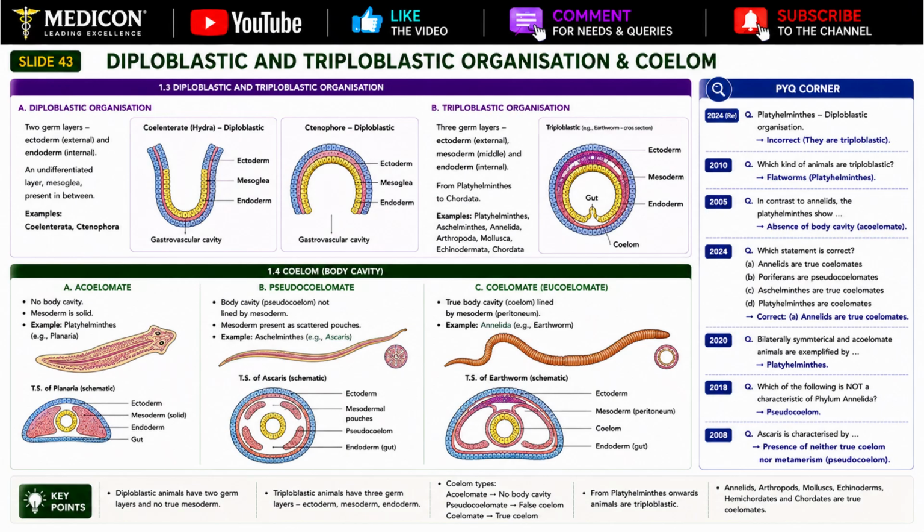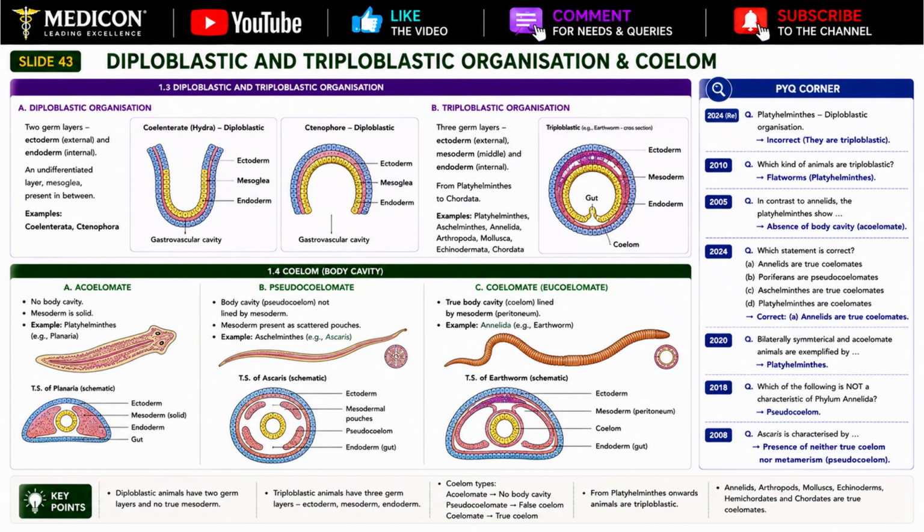Now comes the organization, especially tissue organization, that is diploblastic and triploblastic organization and coelom. Let's study one by one. The diploblastic organization has two germ layers, ectoderm external and endoderm internal. An undifferentiated layer, that is mesoglea, is present in between. Examples of the diploblastic organization are Coelenterata and Ctenophora. You can see in the Coelenterata example Hydra, it is diploblastic, therefore there is an ectoderm and an endoderm and there is an undifferentiated layer called mesoglea between those two. In the Ctenophora also you can see this same thing.